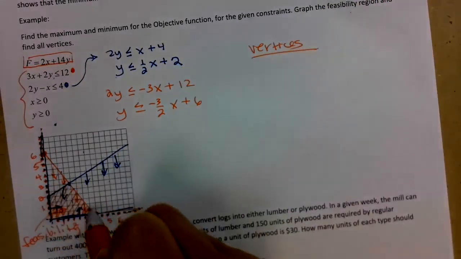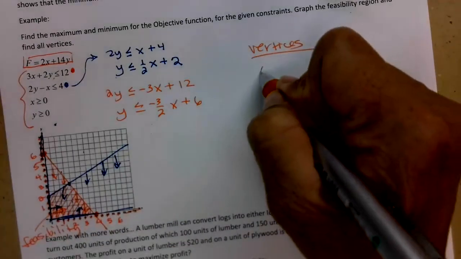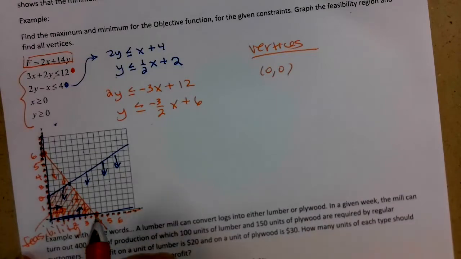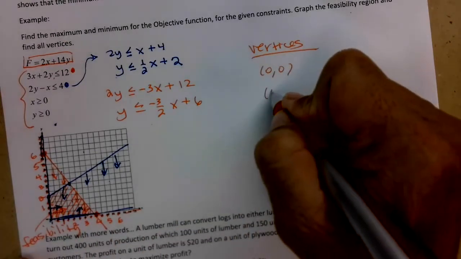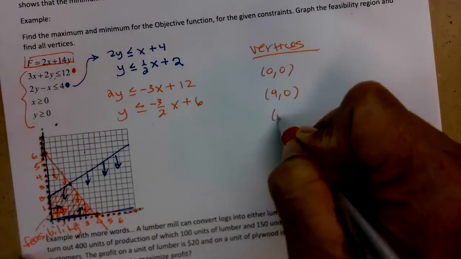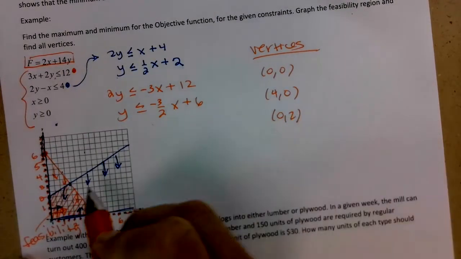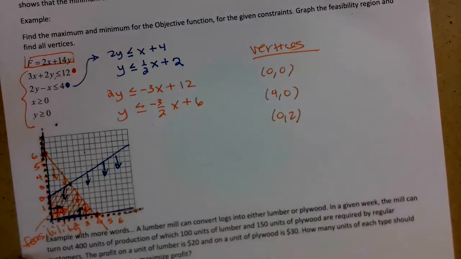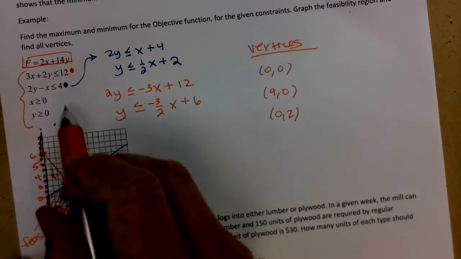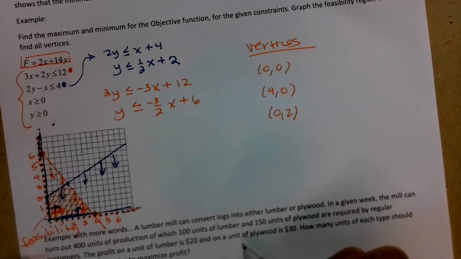So I have four corners to my shape. Some of them we can just read off, right? So I have 0, 0. I have 4, 0. I have 0, 2. And now I have to do some algebra to find that one at the top. That's where those two lines intersect, so let's go ahead and solve that system of equations.